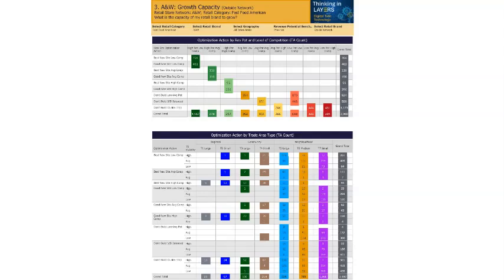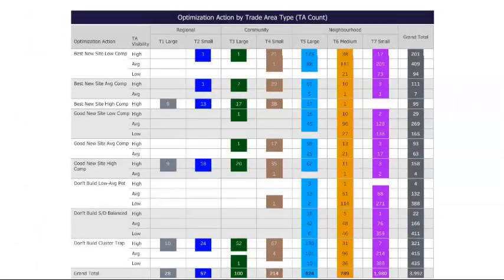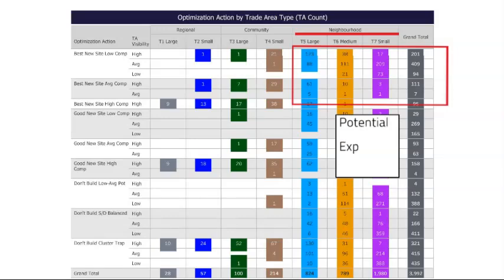Figure 3 is like Figure 2, except that it looks at trade areas outside a network. It identifies the overall capacity of A&W to grow across the country. For example, there are 704 excellent potential opportunities for A&W to expand in Canada at the highest revenue potential with low competition. The bottom table tells us that these same opportunities are primarily located in neighborhood trade areas, the same sites too often missed by traditional location methods.